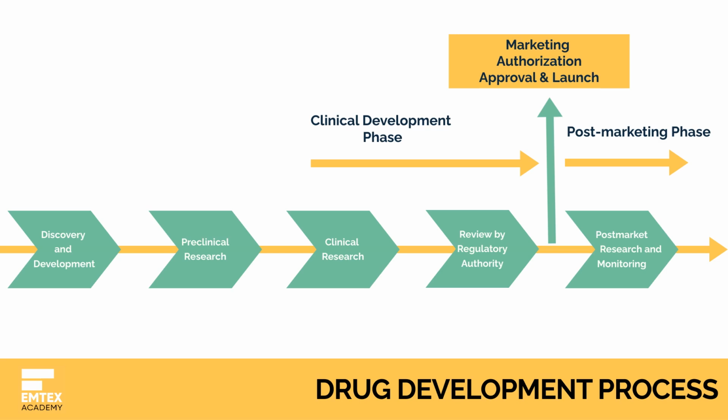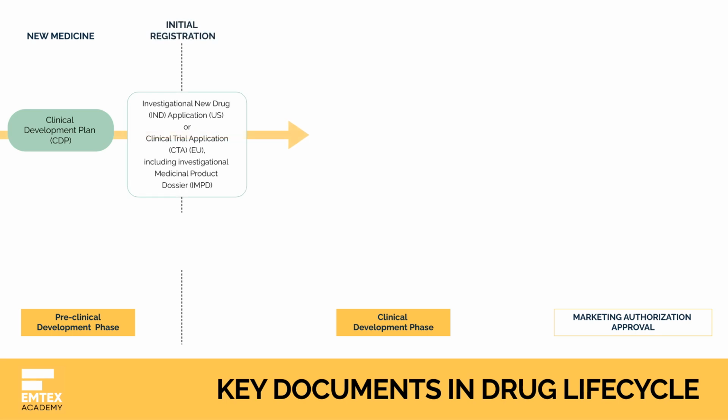Several documents need to be prepared during the drug development process. The key documents in the drug lifecycle will be discussed in the following slides. For a new drug, either a medicine or an investigational product, a clinical development plan is generated to define the strategic clinical development activities. After initial registration via an investigational new drug application in the US or a clinical trial application in the EU, the clinical trial cycle starts.